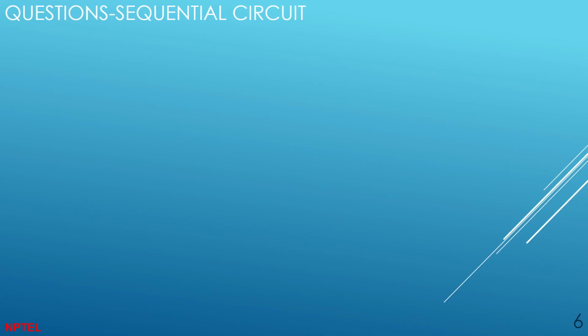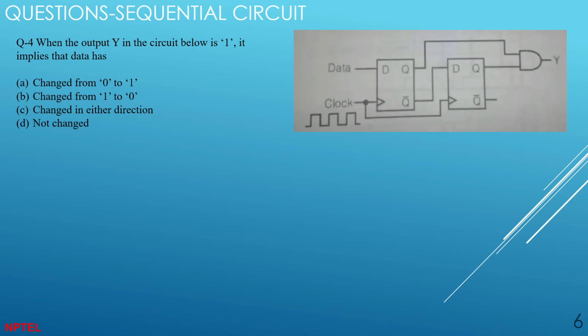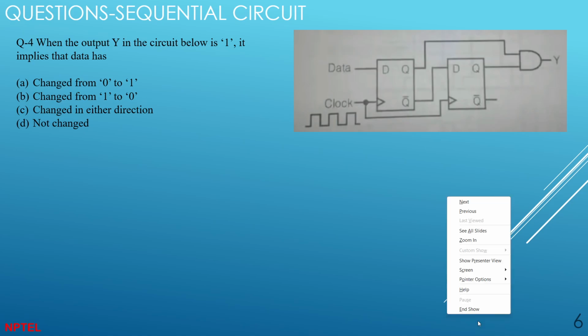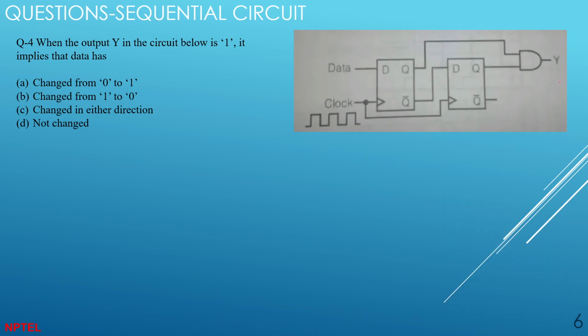The question is: when the output of the circuit is 1, it implies that the data has changed from 0 to 1. So you have this output. What you need to do is take A and B and calculate AB equal to Y, and this AB is connected to D flip-flop 1 and D flip-flop 2. Let's say this is 1 and this is 2. There are two flip-flops, and this is data, and this is the clock.